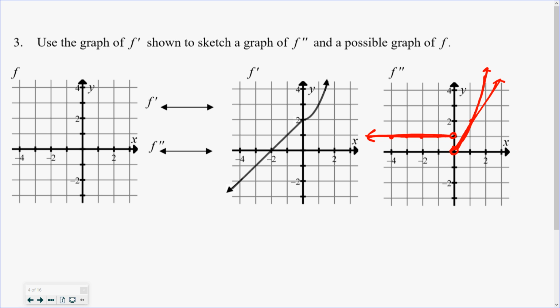Okay, now we're going to go back, and this is where it gets a little bit trickier. We're going to take the graph of f prime and try to draw a sketch of what the graph of f looks like. So use your number lines always. Draw your number lines every time on these. So start with f prime.